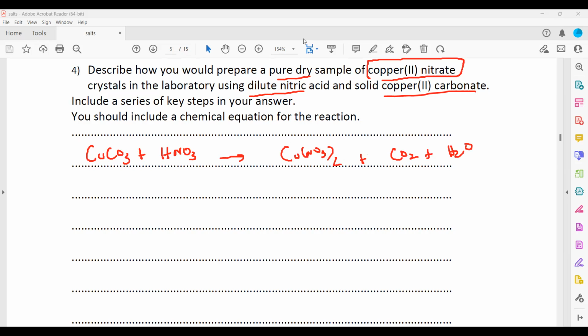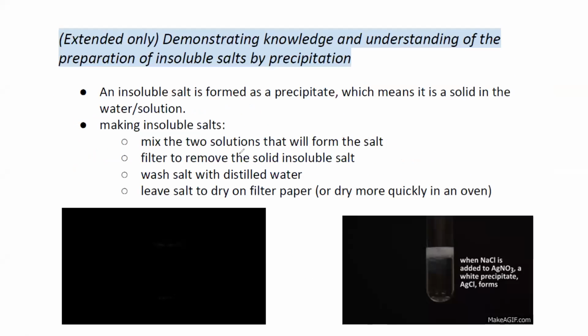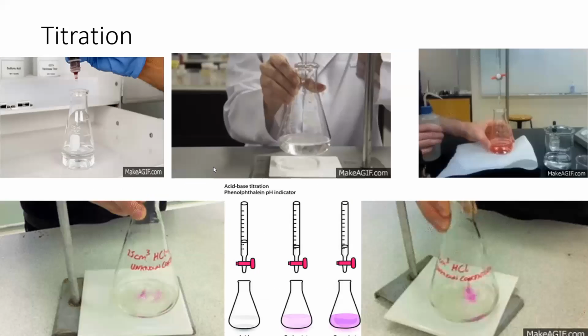And the equation must be balanced. So if I put 2 multiplied by 3, 6, 9 oxygen and 9 oxygen. So it's already balanced now. So what we do, because we have copper carbonate and we are preparing a soluble salt.